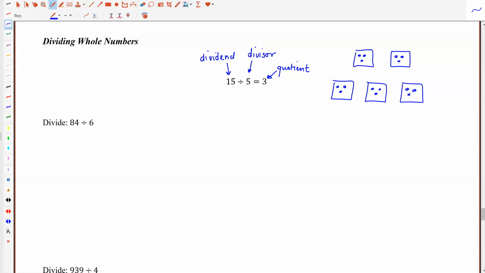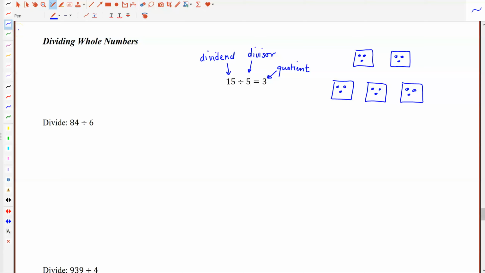So the answer is how much ended up in each bucket. And we can see that there's 3 items in each bucket. So that's the idea about fair share. 15 items shared equally between 5 buckets means each bucket will get 3 items.